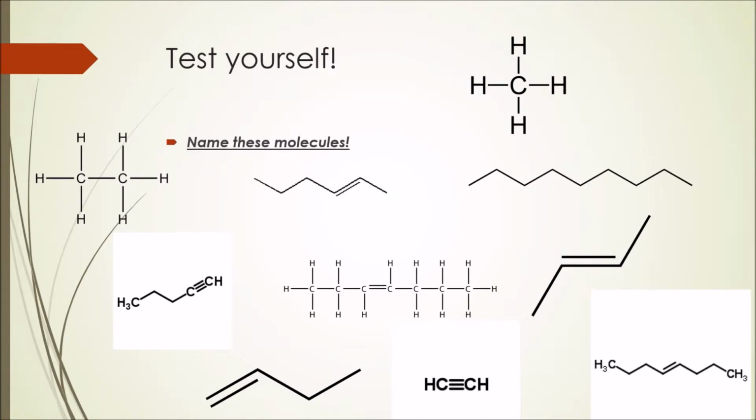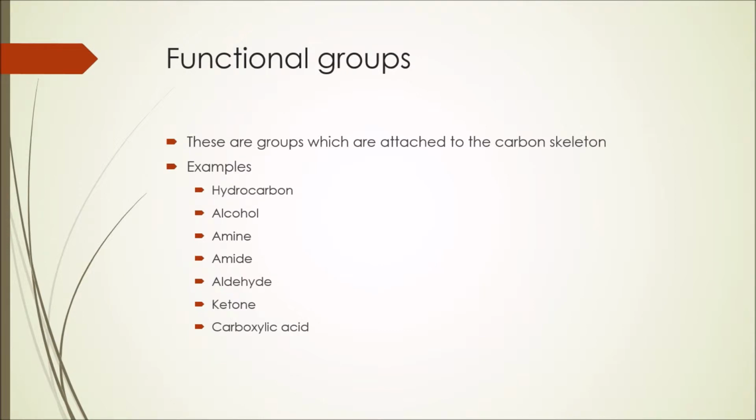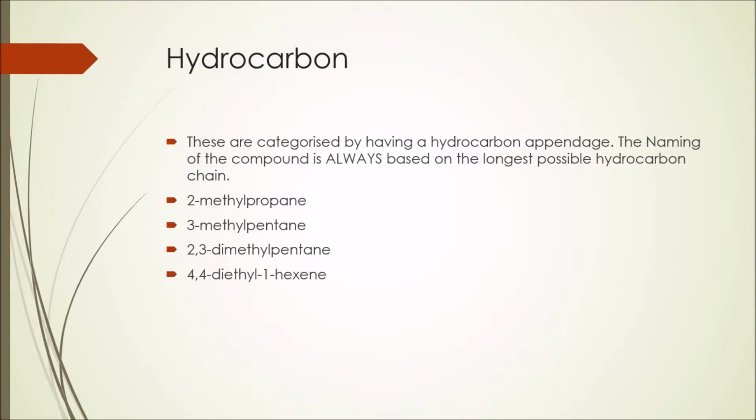Okay, so moving on. We're now coming to functional groups. These are the groups which are attached to the carbon skeleton. Examples of these functional groups can include another hydrocarbon chain, an alcohol group, amine, amide, aldehyde, ketone, or even a carboxylic acid. Okay, so we'll start off with hydrocarbons.